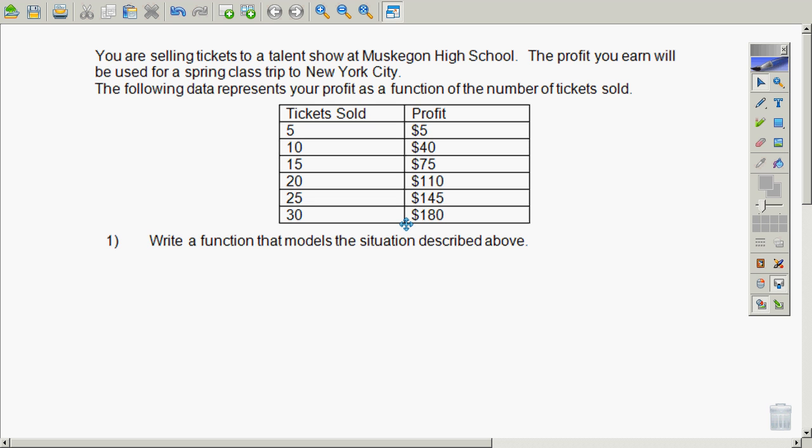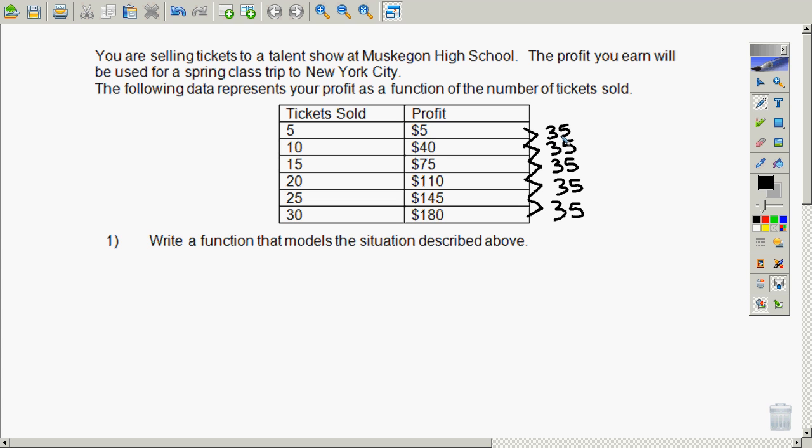Asked to write a function here that models this situation. So hopefully you're getting pretty good at this, but if you're stuck, remember we always start out by doing the deltas here to figure out what type of situation we're looking at. And when you subtract these, I believe each one should give you 35. So it looks like it's changing at 35, at least the profits are.